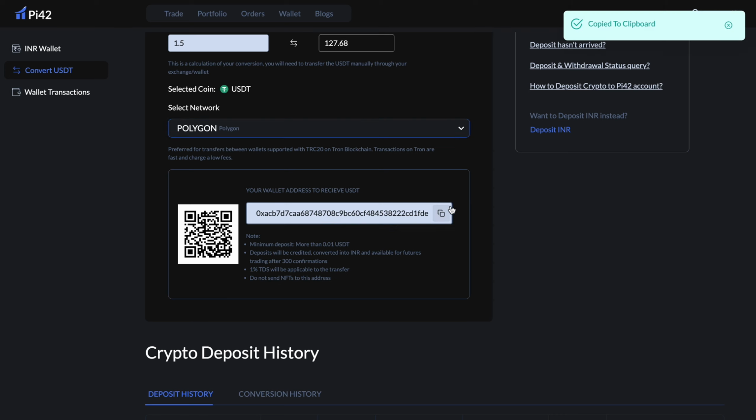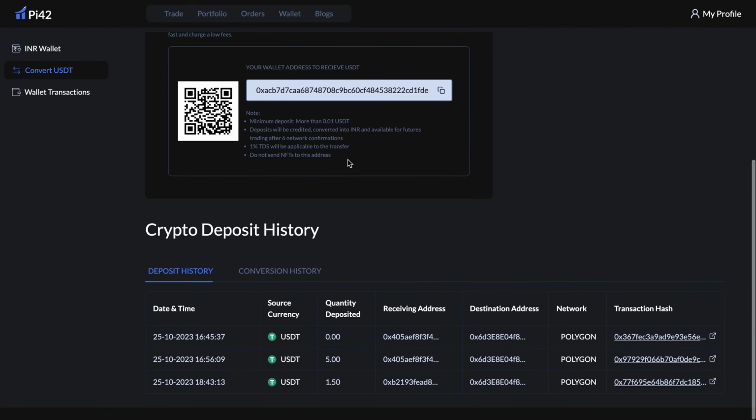Easily copy this address. Now venture to your preferred crypto wallet like MetaMask or any exchange wallet. Initiate a send transaction. Deposit the USDT amount to the copied Pi42 address.